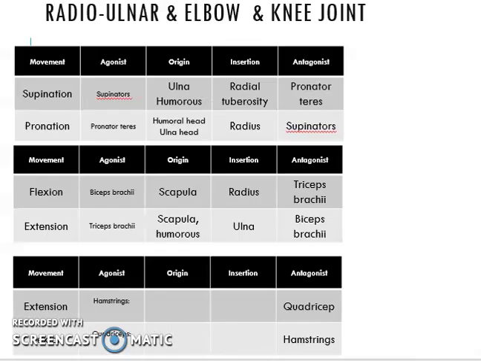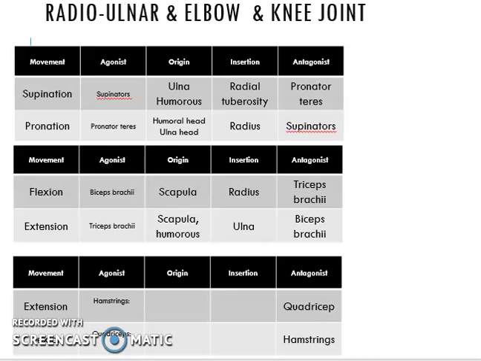For the biceps brachii, this muscle helps to produce flexion, and the origin is the scapula. This means that the scapula can move when flexion is produced, and the insertion is the radius, so the radius doesn't move when flexion occurs. The antagonist is the triceps brachii, which helps to keep the joint stable during the movement.